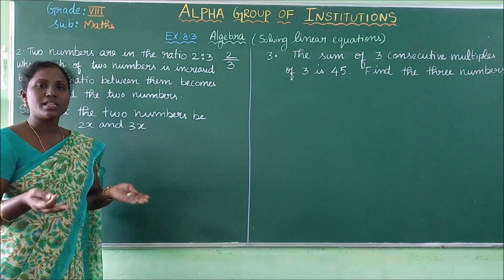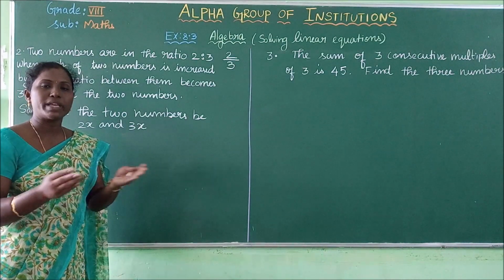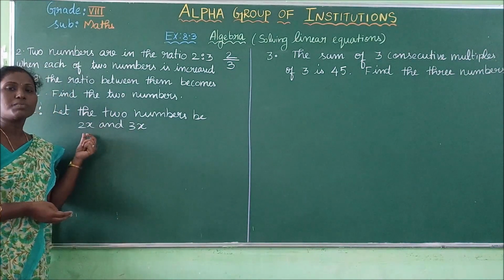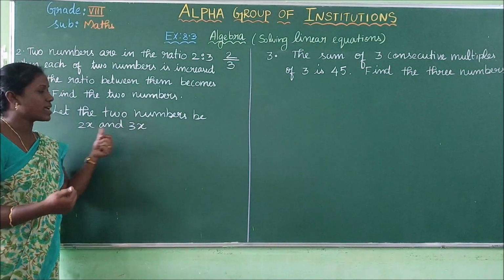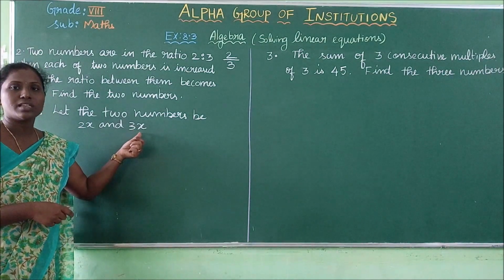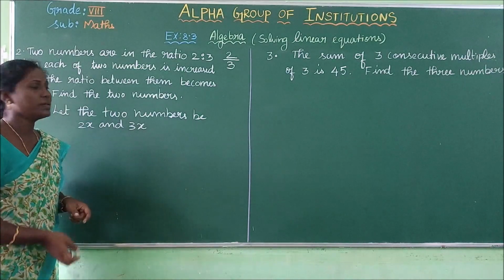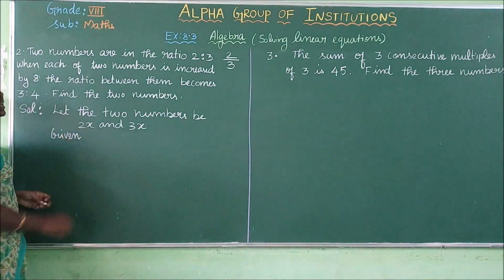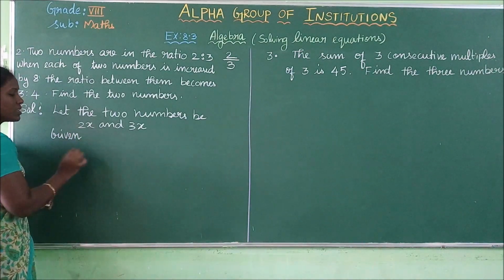So while taking the ratio, if two different numbers are given in a ratio, we have to keep a common variable for both. So the two numbers are one as 2x, the other as 3x. Here we have to get the value of x. If we find x, we can find the two numbers. What is the next condition given here? Given that the two numbers are increased by 8. So what are the two numbers in our hand now?